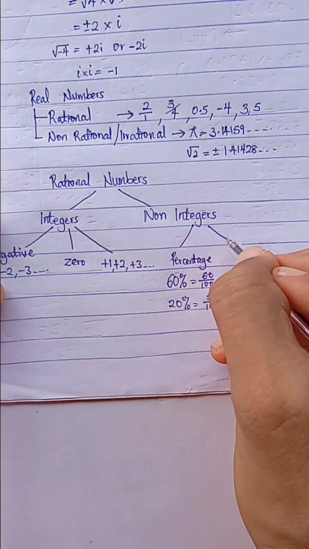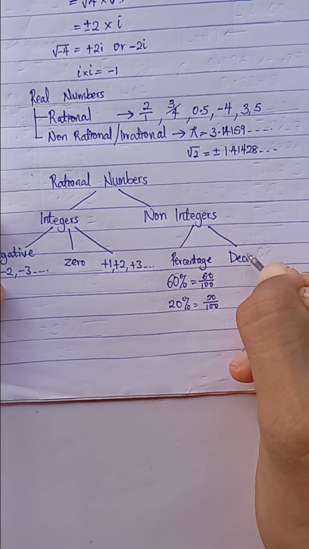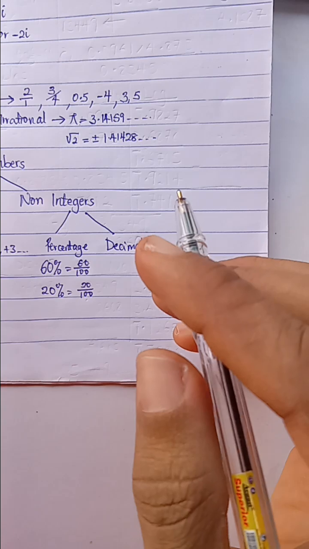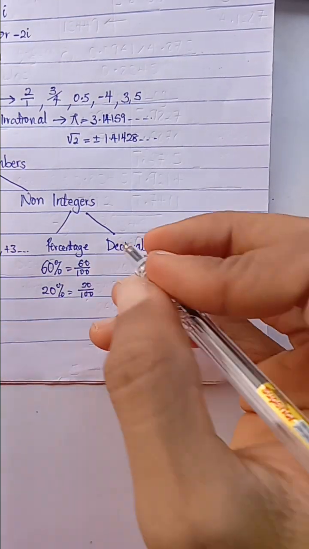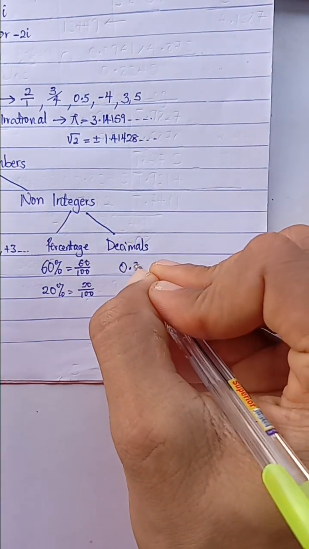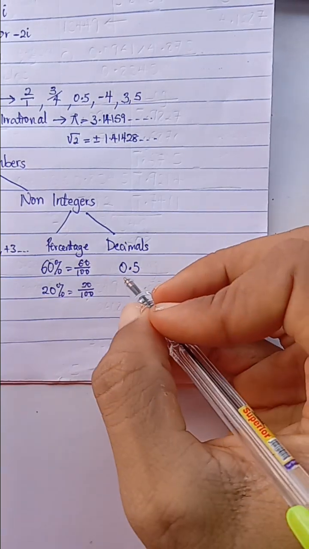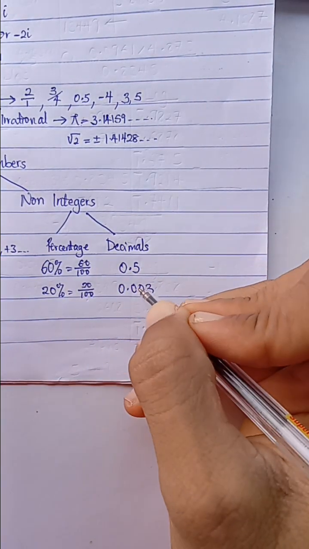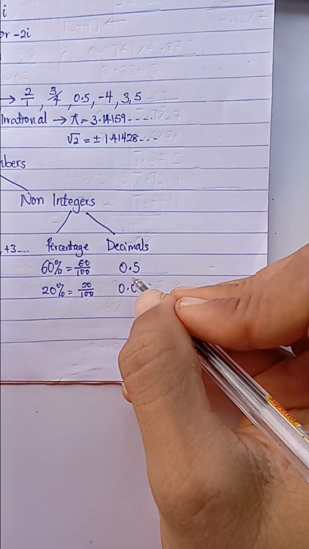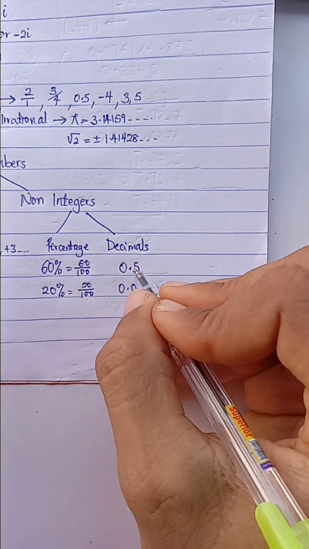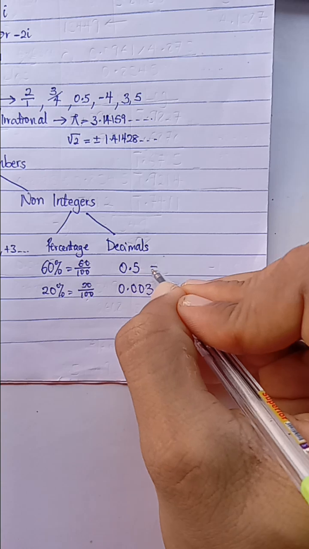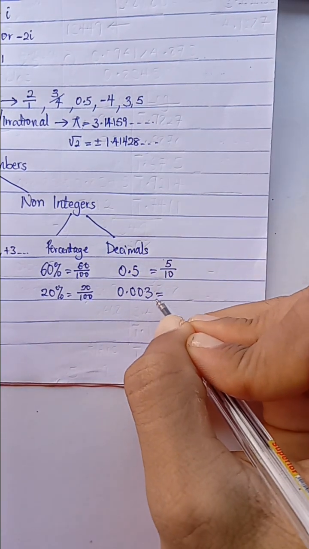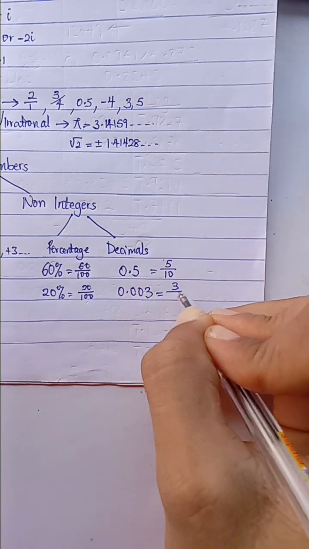Then we can also have decimal fractions, which we usually refer to as decimals. Now, talking about decimal fractions, we can have something like 0.5. We can also have something like 0.003. All these are examples of decimals. 0.5 can also be written as 5 over 10. And 0.003 can also be written as 3 over 1000.